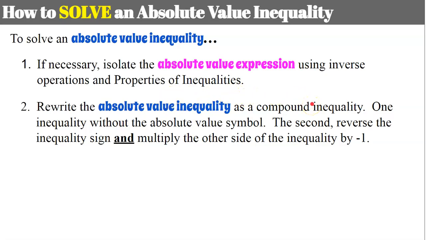So if you remember back to solving an absolute value equation, we wrote two equations when we dropped the absolute value symbol. We're going to write two inequalities here, which we call a compound inequality. One inequality without the absolute value, so we'll drop the absolute value symbol and keep everything else as it is. The second inequality, we're going to drop the absolute value symbol, reverse the inequality sign, and multiply the other side of the inequality by -1. So this part is the same as an equation, but reversing the inequality sign is what's different. And remember, when you multiply something by a negative value, you have to reverse the symbol.